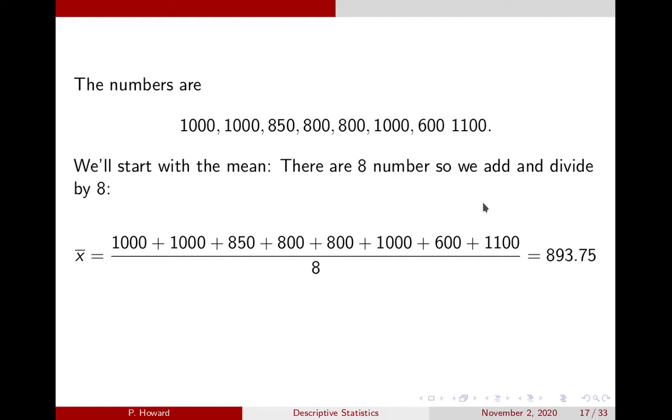Okay, and when I did the calculation, I got 893.75, and then we would ordinarily round to the nearest tenth. 893.8 if you round to the nearest tenth.